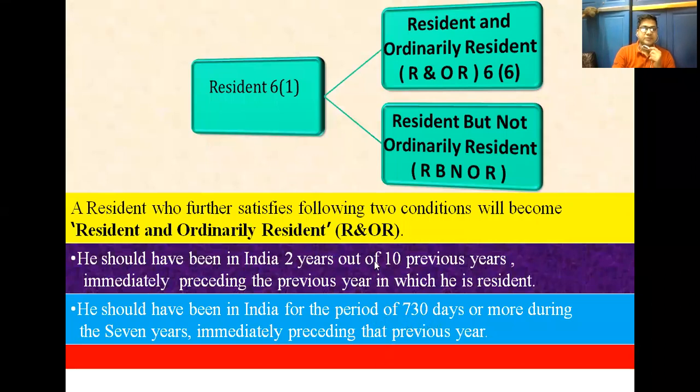If he satisfies both the conditions, he will be treated as a resident and ordinary resident. One thing you have to keep in mind: he must satisfy both the conditions. Then we can say that he is a resident and ordinary resident.